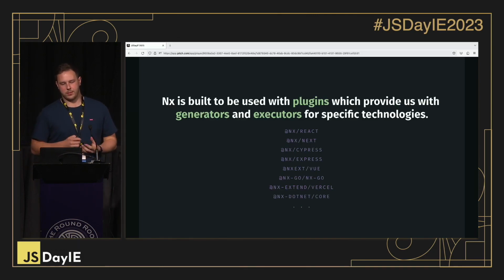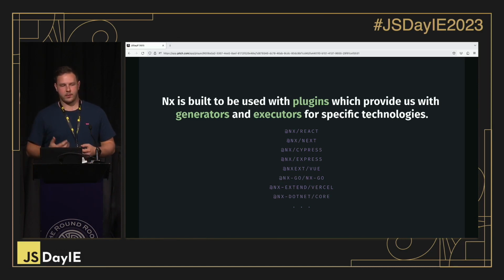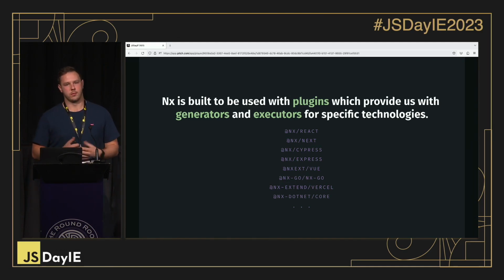NX is built to be used with plugins, of which there are a number of official and community plugins. These will provide you with two main things: generators and executors. We'll talk about what both of those are in a second. As you can see, there are plugins for all kinds of different technologies, both within the JS ecosystem, but you can also use NX with other languages, for example Go or .NET or various other things. So it's really extendable, and you can use it however it makes the most sense within your organization.